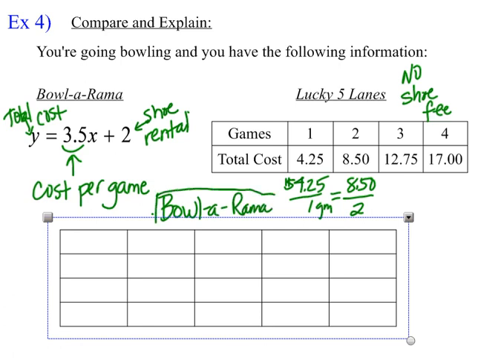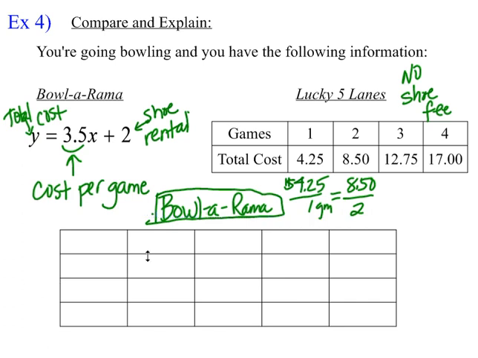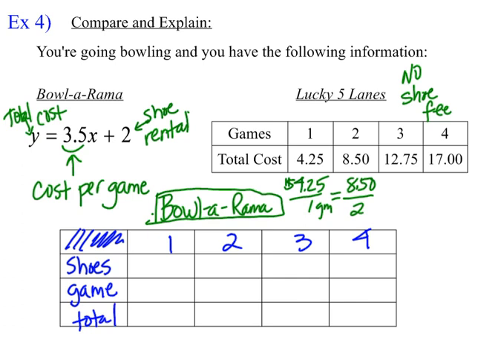And we're going to put some information in this table. Okay, so what we'll do is we don't need this upper corner here. So this is 1 game, 2 games, 3 games, and 4 games. And we also have the cost of shoes along with the cost per game. And if we add those together, we're going to get our total cost.